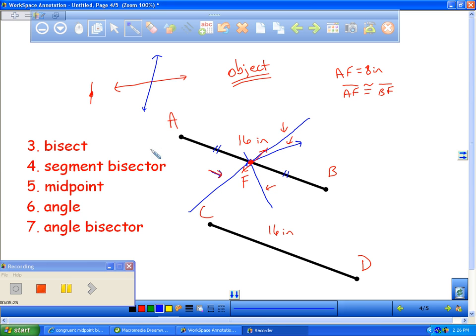You can only say segments have midpoints. Angles can get bisected, but planes cannot, because a plane is a compilation of a whole bunch of lines. So that's kind of the deal with segment bisector, bisect, and midpoint. Now, let's talk about angles.